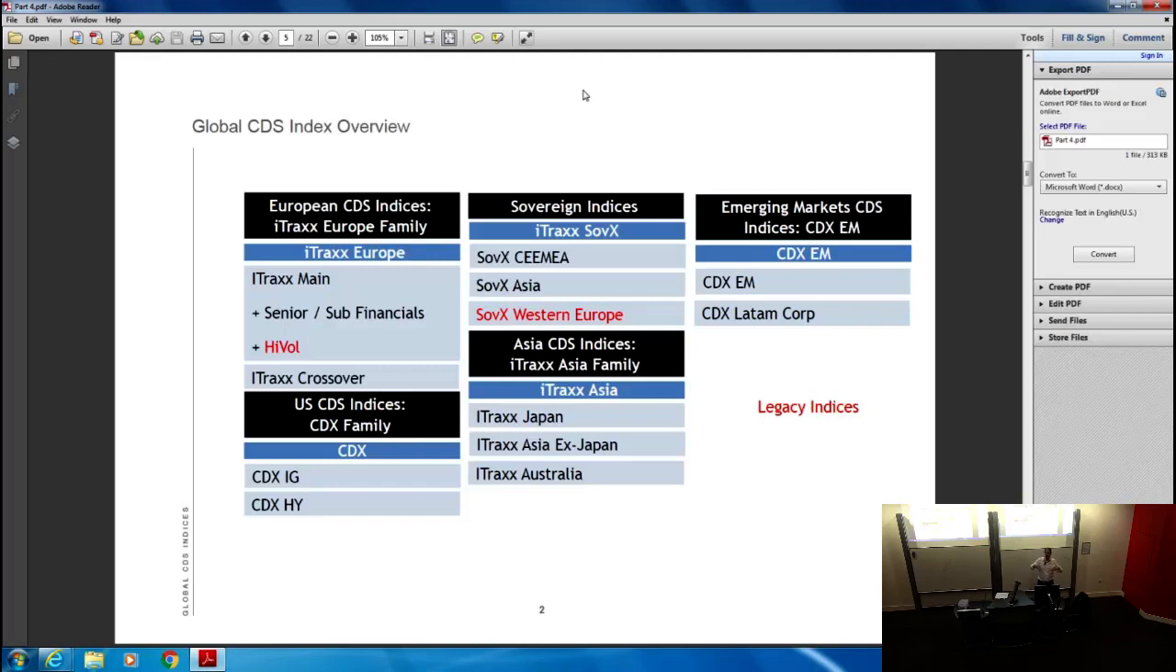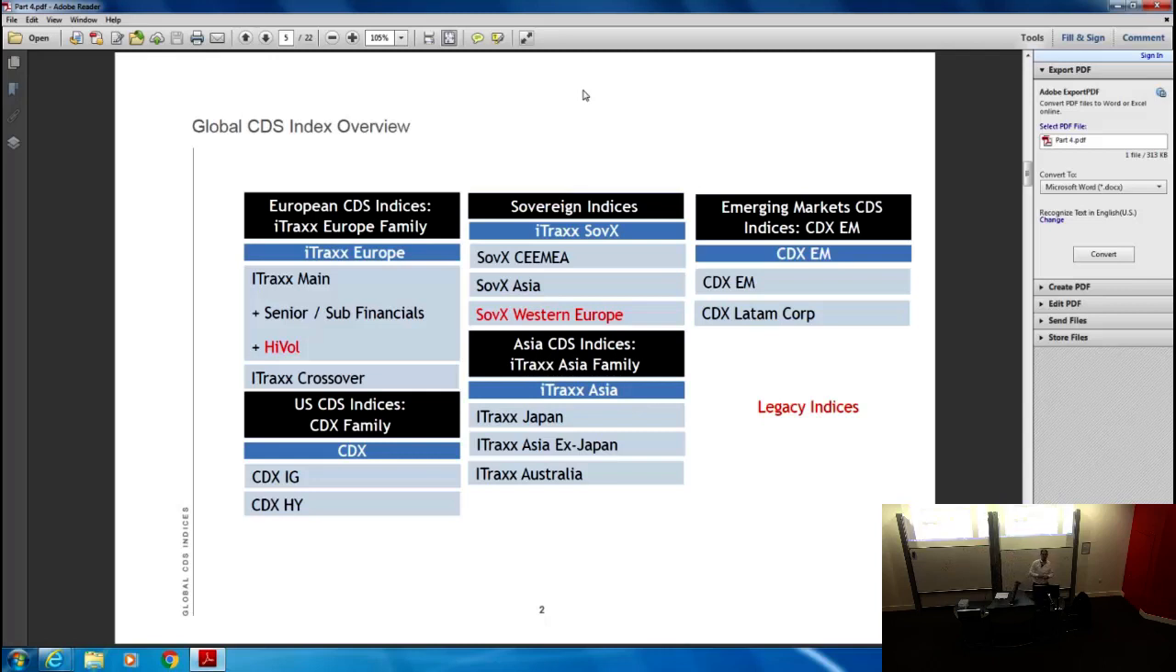What is the global suite of indices that we trade? We've shown them up here. In Europe, we trade the iTraxx Main. We trade the Sub and Senior Financials Index. I'll talk about those as well. They are subsets of the iTraxx Main itself. We used to trade something called High Vol. High Vol was basically the highest spread names in the index. That one's fallen by the wayside, so we don't really trade that. There are a few hereditary positions.